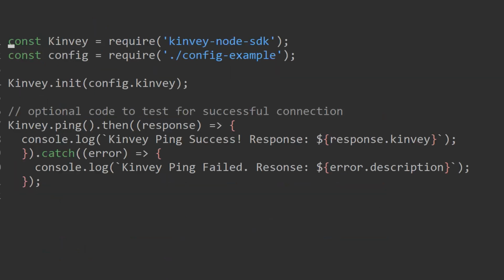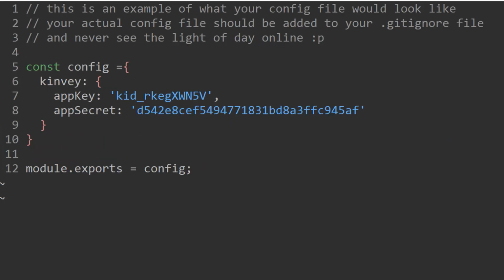And then you'll have your main file in your application that pulls in the Kinvey SDK and also requires a config that will have your information for Kinvey, which I'll show you in a second. And then you just initialize Kinvey with that configuration information. The next thing that you can do is ping to make sure you're connecting correctly to Kinvey. And this is all the information you need from Kinvey, your app key and your app secret, which I now will have to delete that project.